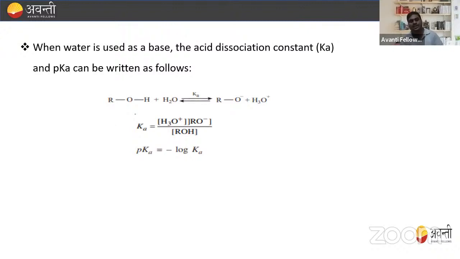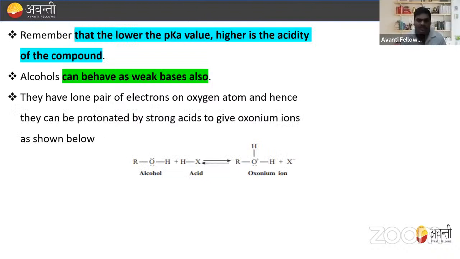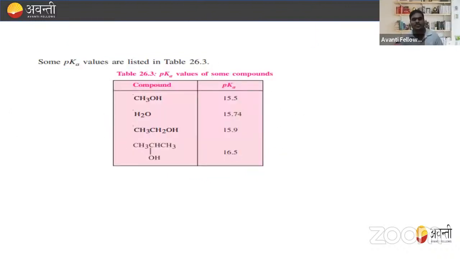When water is used as a base, the acid dissociation constant Ka and pKa can be written as, for example, ROH and H2O. In terms of Ka, we can write Ka as the concentration of hydronium ion times RO negative ion upon ROH. So pKa is equal to minus log Ka. If the value of Ka increases, then the acidic character also increases, and the pKa value decreases. Let me show one table so that you can know the values of this.